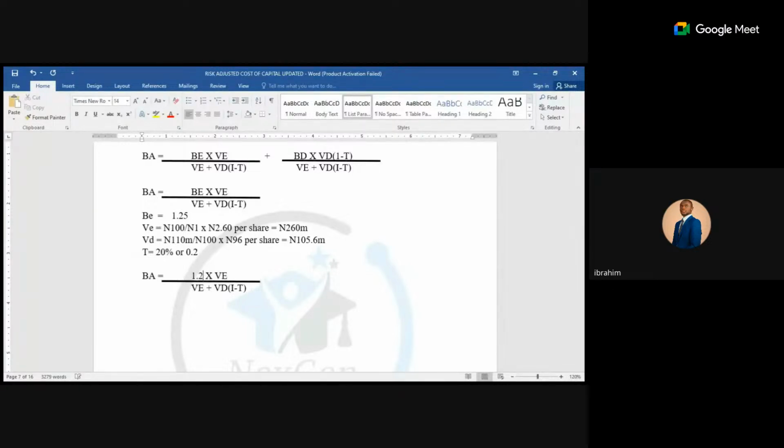Equity beta of 1.25. Value of equity to be 260. Then value of debt to be 105.6. So what is the tax rate? 0.2. Please, what is the final figure?